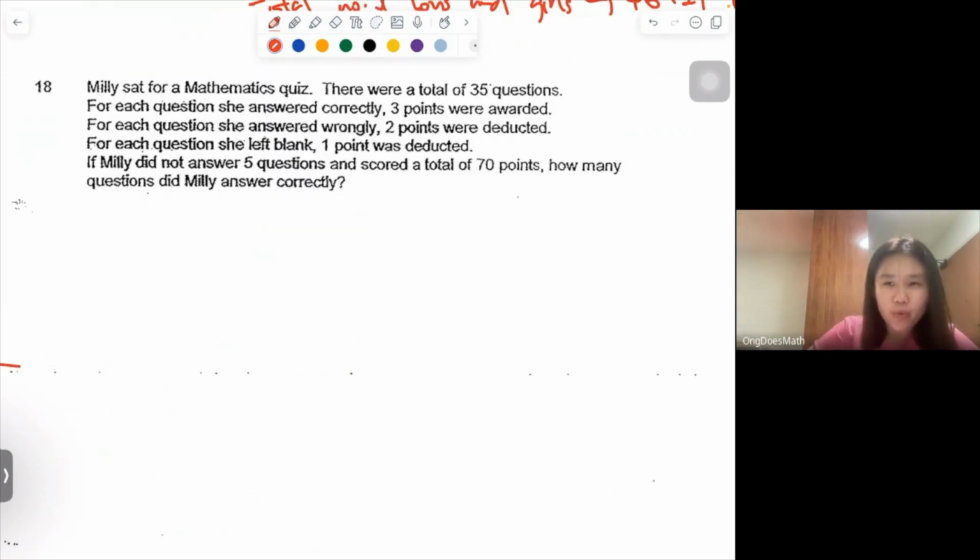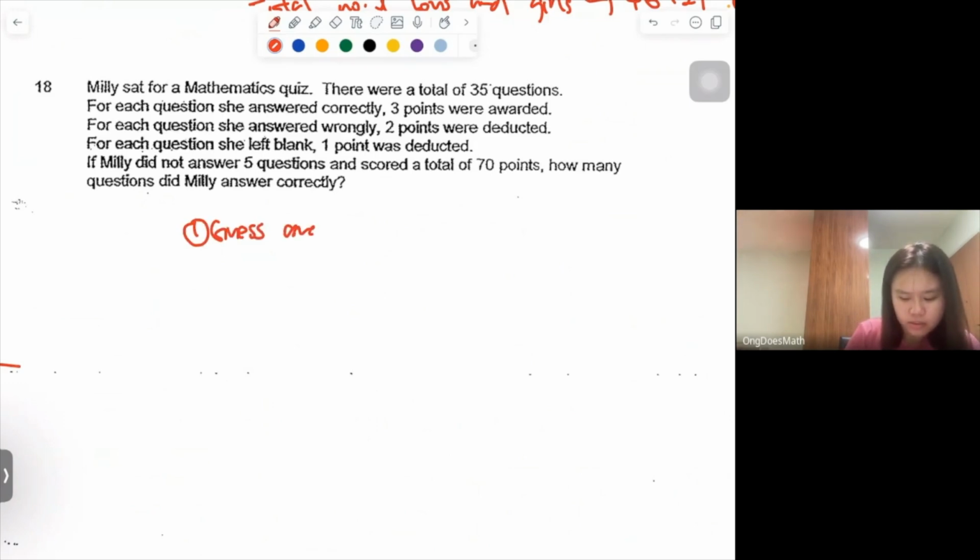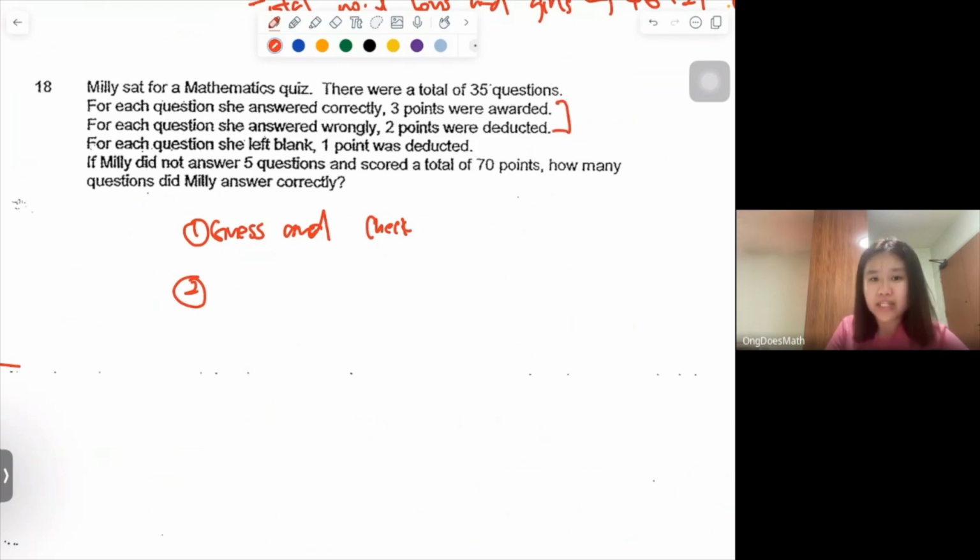Okay, so there are actually two methods for this question. One is guess and check. And the second method, which I don't have a name for, is the method that I would like to go through first. So usually for this type of question, they will only give you two scenarios. One scenario where she answered correctly and another scenario where she answered wrongly. But for this particular question, there were actually three different scenarios. The other one being the scenario where she left it blank.